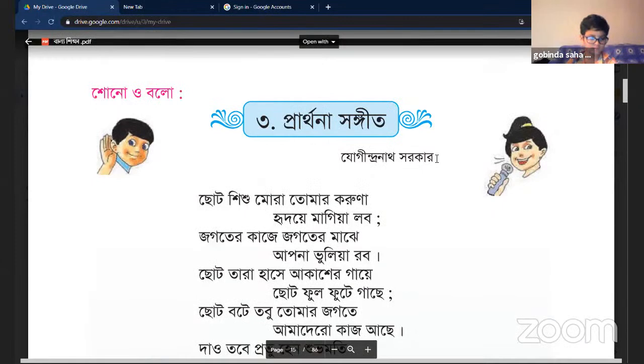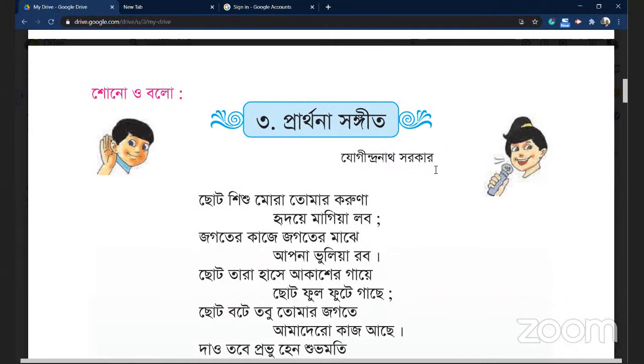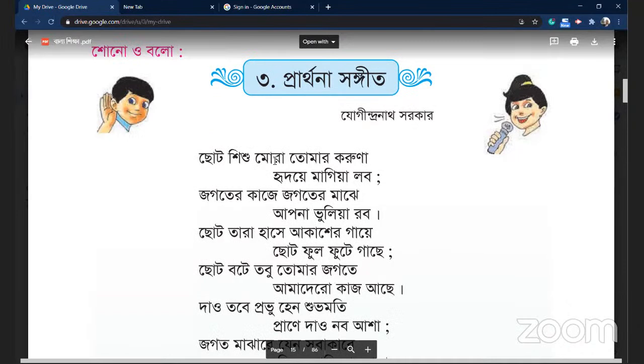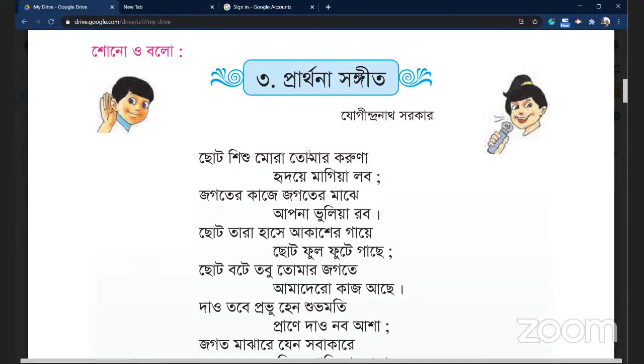Okay, this book I have posted in the group. So you download this whole book on your phone. I have already posted in the group 2 days back. So you can download it, and if there is any problem, it is from our Google Drive, but you can download it on your phone. And then you can also practice at home. So, Choto Shishu Mora Tomar Koruna. Tomar here means the Lord, the Supreme Lord. So, we are blessed by the Supreme Lord. Koruna means compassion, actually. You see, Koruna also has Murdana Na. So after Ukar also Murdana Na, that is one thing.